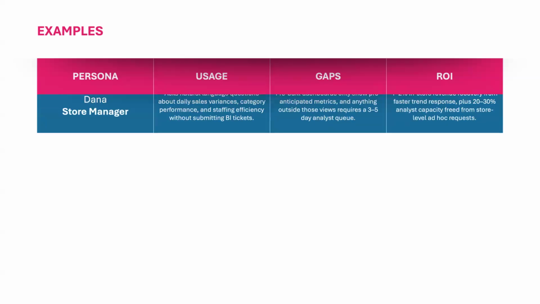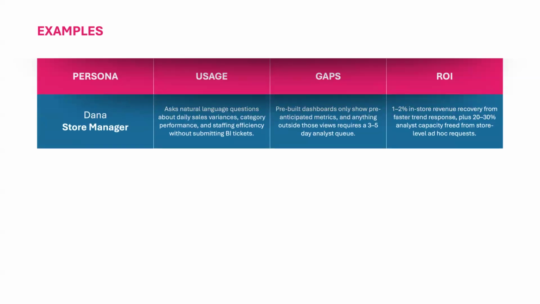Let's look at 3 personas. Imagine for a moment you've got Dana in a retail store environment. These are all on retail as an example. Dana's a store manager, and she's responsible for, she needs to be able to understand sales. She needs to compare to plan. She needs to look at shrink, staff scheduling, efficiencies, things of that nature.